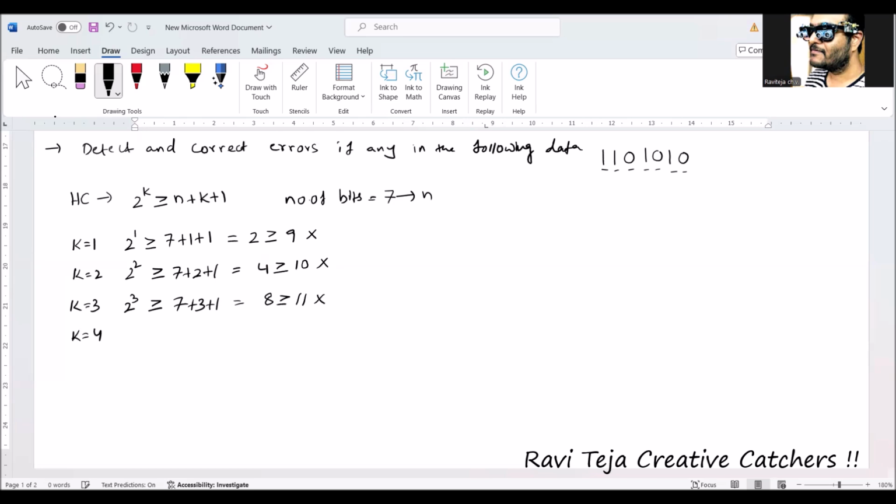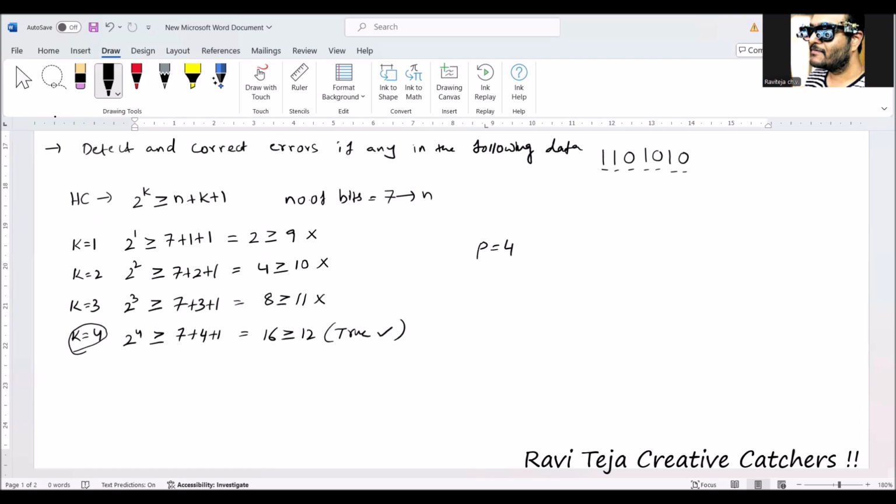K equal to 4: 2 power 4 is 16. 16 is greater than or equal to 7 plus 4 plus 1, which is 12. Here the condition is true and satisfied. So at which k has it been satisfied? K equal to 4. So the total number of parity bits will be 4.